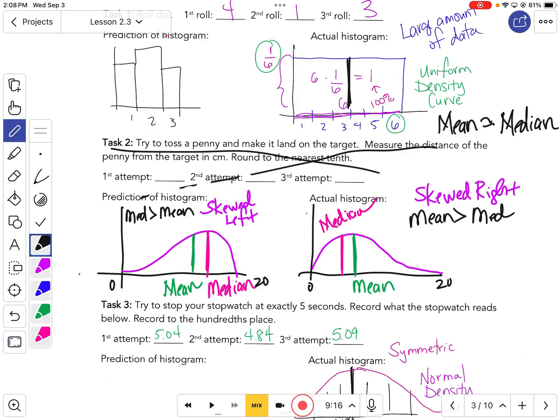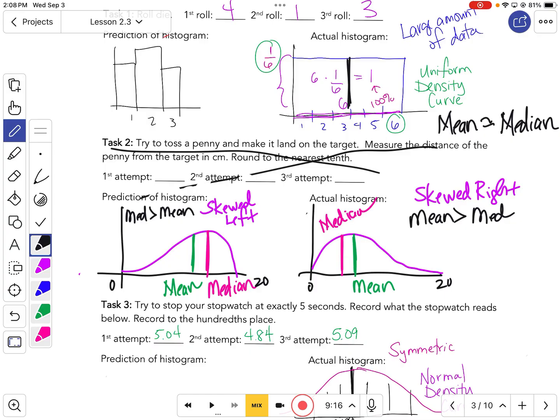Now, what do we do with all this? Why do we need these density curves? Well, what's cool about it is it allows us to find different areas. It allows us to find percentiles. It allows us to find a specific value. When I don't really know all the data, I can find part of the data, which is kind of nice.